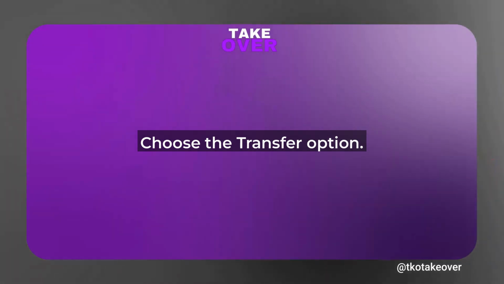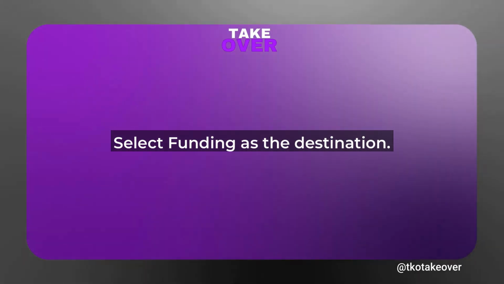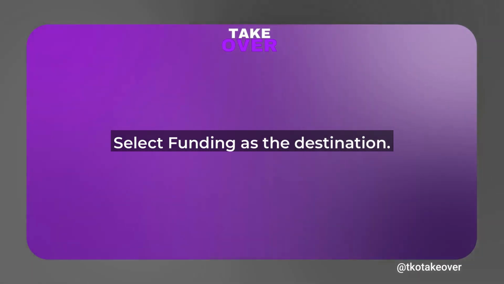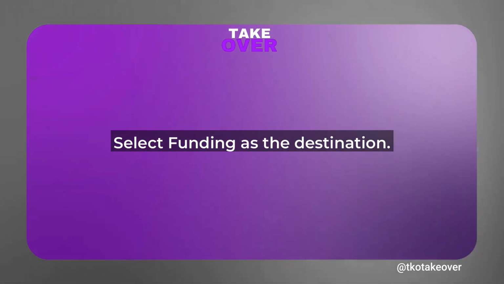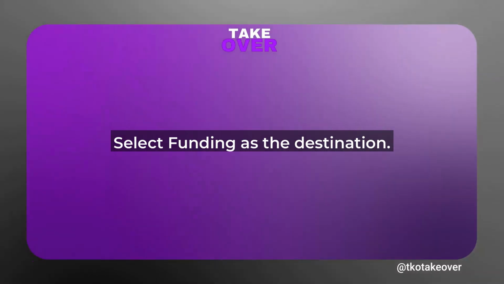After entering the details, hit Confirm and verify the transaction with any required security measures, like two-factor authentication. This adds an extra layer of protection. Once approved, your USDT should appear in your funding wallet almost instantly. Exchanges like Bitget are pretty fast with internal transfers.